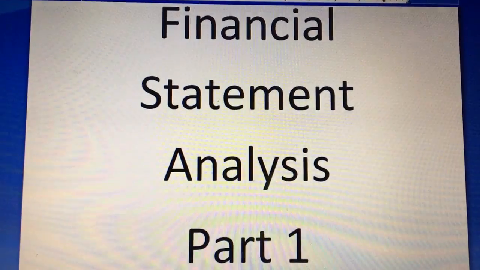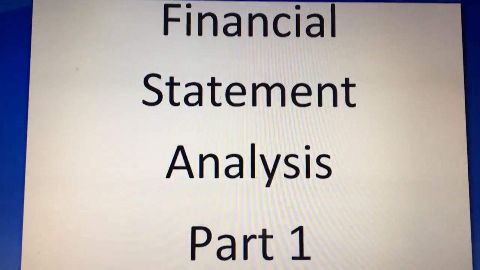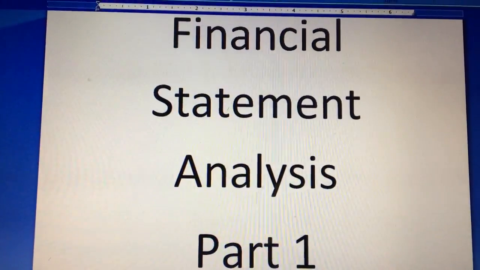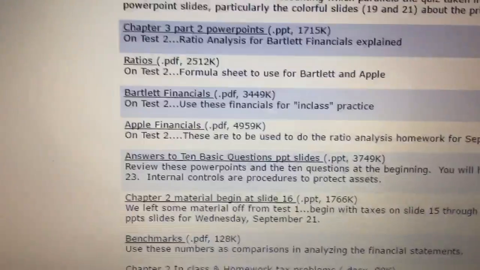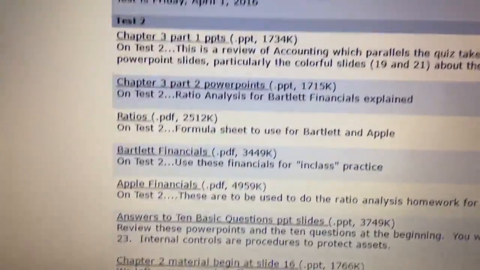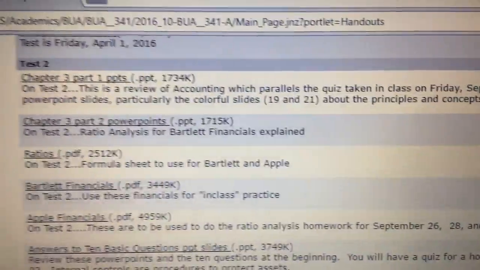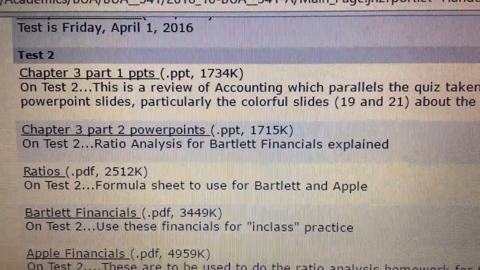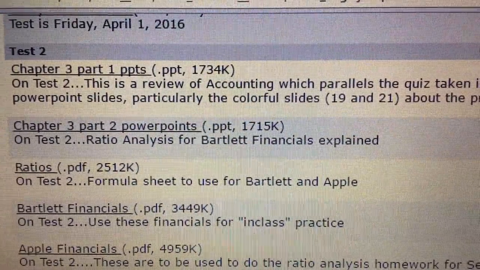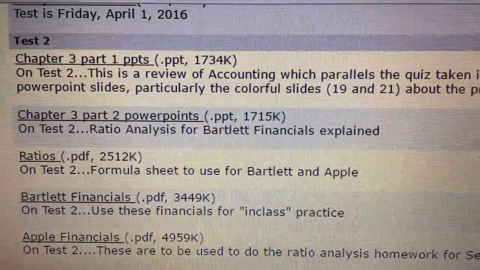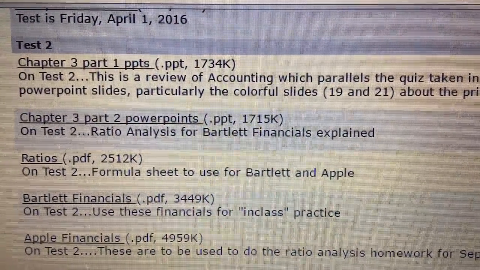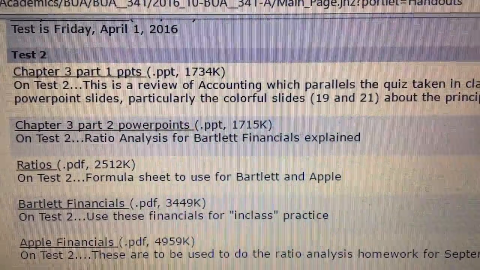Let's go to your Wolf Den page and take a look at what's required for this particular lesson today. If you go to Wolf Den and look under Test 2 Material, the first thing I want to take a look at is a couple PowerPoint slides where it says Chapter 3, Part 1 that you need to know. You had a quiz the other day on material, and it was a review of accounting, but there are a couple slides I want you to take a look at.